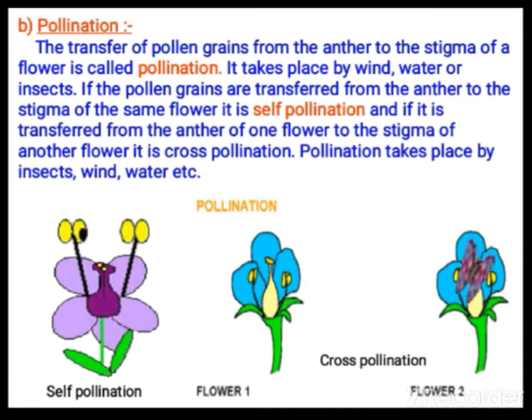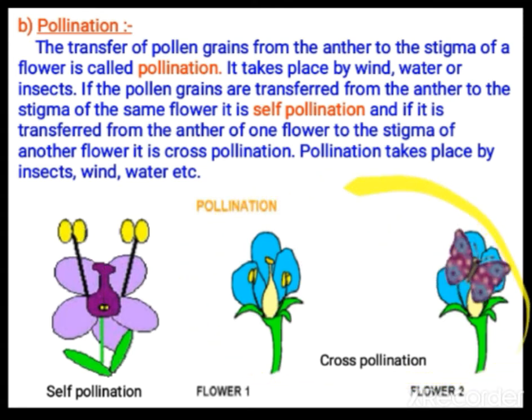Now let us see regarding pollination. Pollination means transfer of pollen grains from anther to the stigma of a flower. You call that pollination. It can be self-pollination or cross-pollination. In self-pollination, the pollen grain of the same flower falls upon the stigma of the same flower. That you call self-pollination.